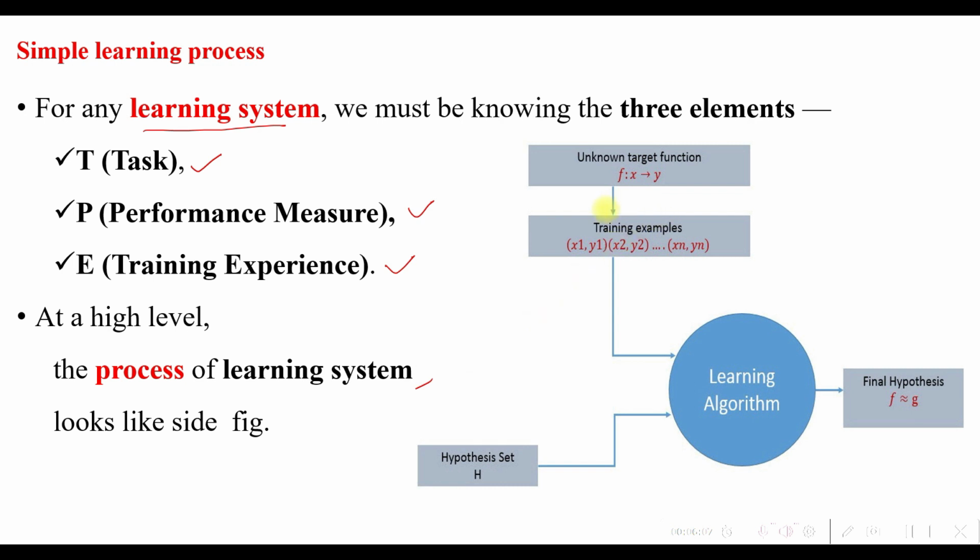At a high level, for example, our target function is f: X → Y. Here X is the corresponding features of the problem, and Y is the corresponding target. The training examples are (x1, y1), (x2, y2), and so on up to (xn, yn). This data is given to the learning algorithm. Now we give new hypothesis data, and our mission is to predict the final hypothesis. This is called the learning algorithm.